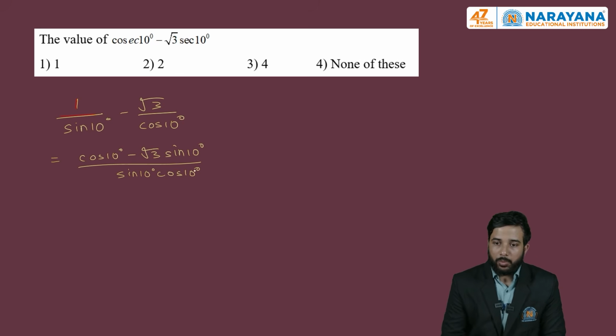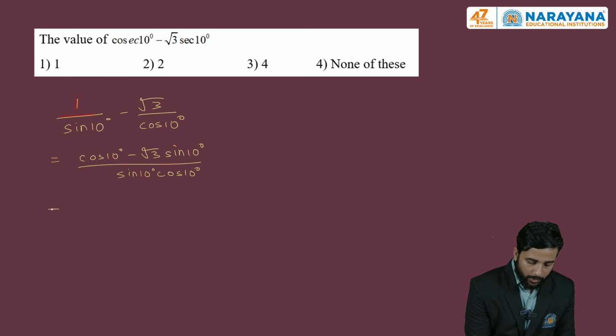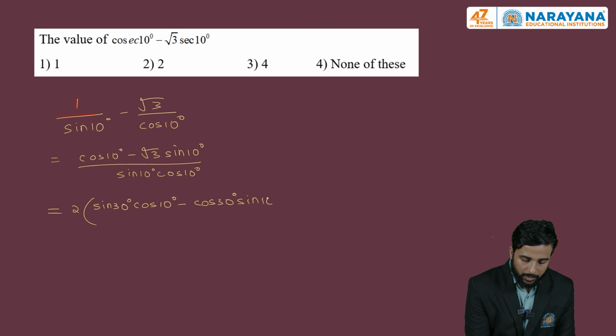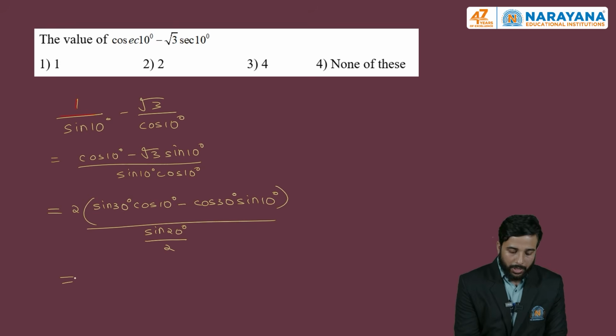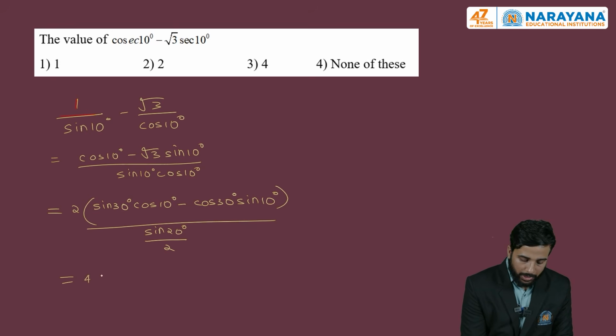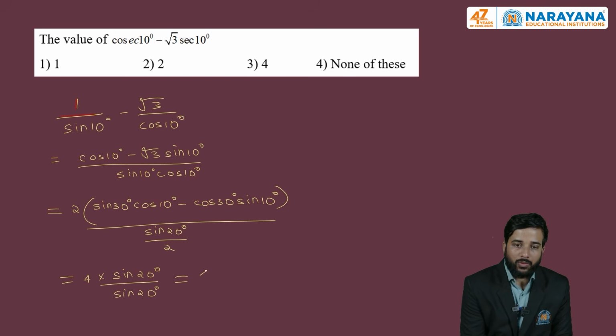So the numerator, I'll multiply it by 2 in the numerator and denominator. 2 times of 1 by 2, I'll write it as sin 30 cos 10, minus root 3 by 2 is cos 30 sin 10, by sin 20 by 2. So the numerator is now 2 into 1 by 2. I'll get it as 4 into sin of (a minus b), sin 20 by sin 20. The result will be 4.